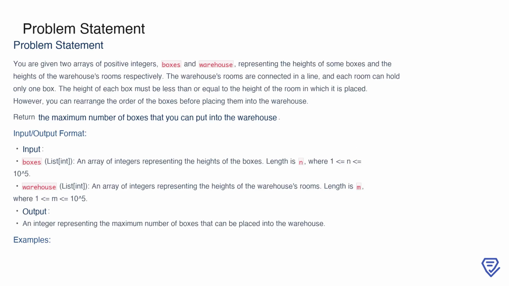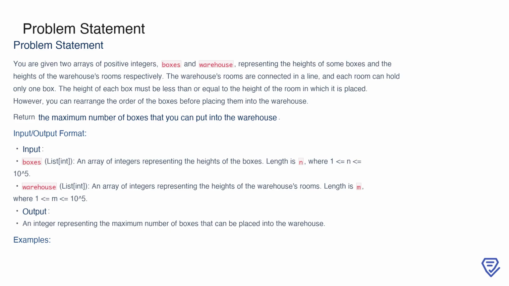In this problem, you are tasked with placing boxes into a warehouse. You are provided two arrays, boxes, which represents the heights of the boxes, and warehouse, which represents the heights of the rooms in the warehouse. The warehouse is a linear structure, so each room can hold only one box, and a box can only fit in a room if its height is less than or equal to the height of that room. Importantly, you are allowed to rearrange the boxes in any order before placing them into the warehouse. The goal is to determine the maximum number of boxes that can fit into the warehouse.